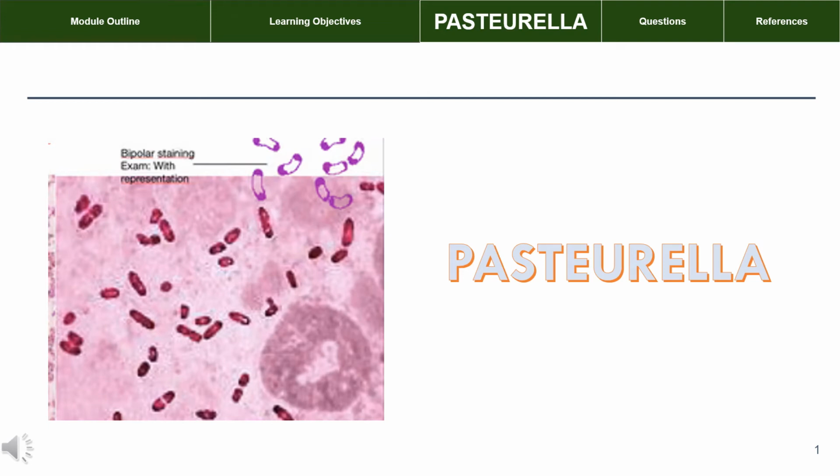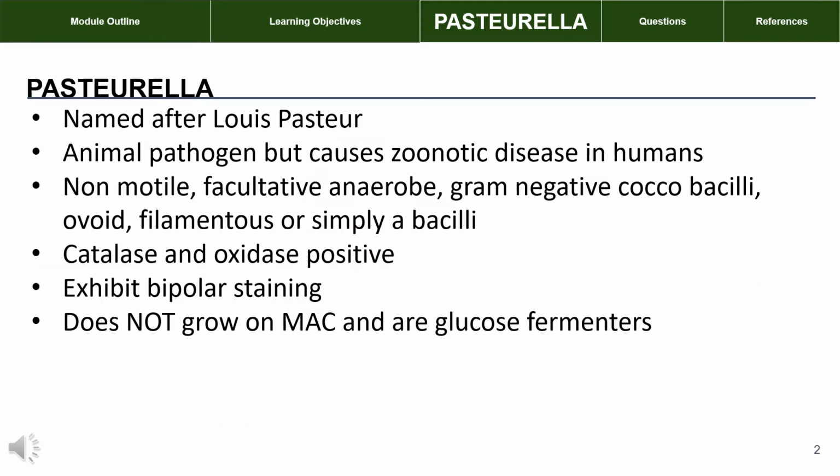In this video, we will be talking about Pasteurella. As you can see in the image that is shown, it exhibits bipolar staining. Pasteurella is named after Louis Pasteur. It is an animal pathogen, but it causes zoonotic disease in humans as well.